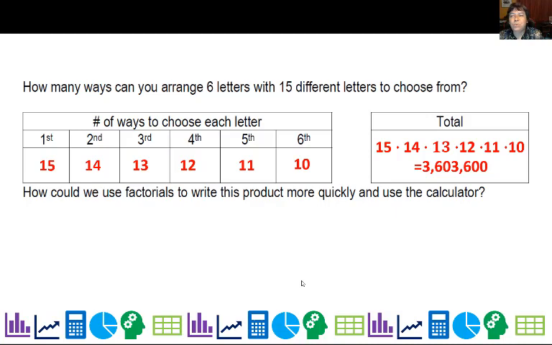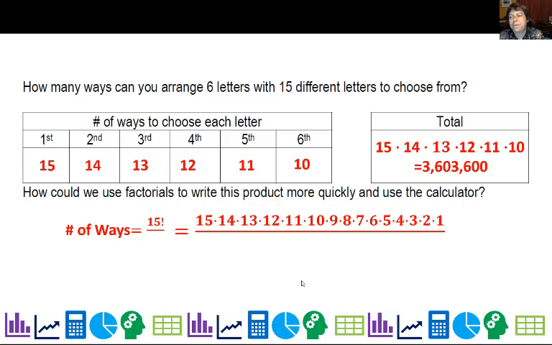So how could we use factorials to do this more quickly on the calculator? Well, on this one, it's not too horrible, but there is a way to do this with factorials. It looks like I'm trying to do 15 factorial, right? So if I were to write that out, 15 factorial, what's the problem? I have extra numbers. I don't want 9, 8, 7, 6, 5, 4, 3, 2, 1. So if I put it on the bottom, those are going to go away. And so I just put that as a factorial because this is 9 factorial on the bottom. So the number of ways to arrange 6 letters from 15 is 15 factorial over 9 factorial.